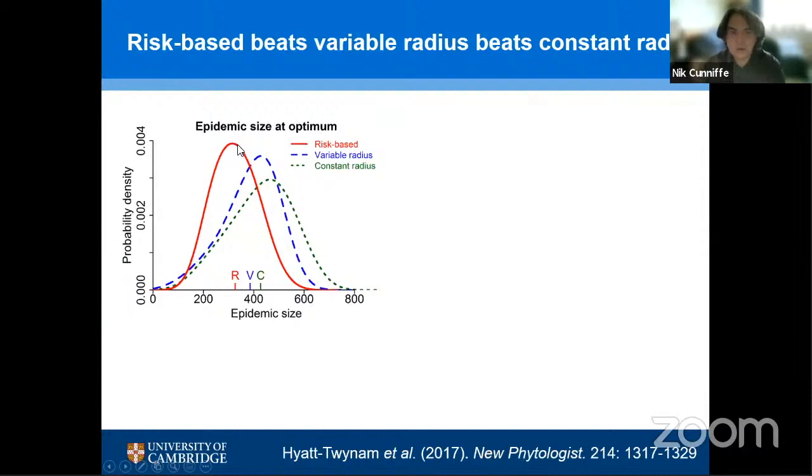That corresponds to, on average, a smaller epidemic size. Sometimes it does worse. It is perfectly possible that you could have 500 removals under the risk-based control, and you could only have 200 removals under the variable radius control. But averaged over a large number of epidemics, the risk-based control is best. Then the variable radius control, then the constant radius control that I talked about at the start. So essentially, adding more epidemiology works.